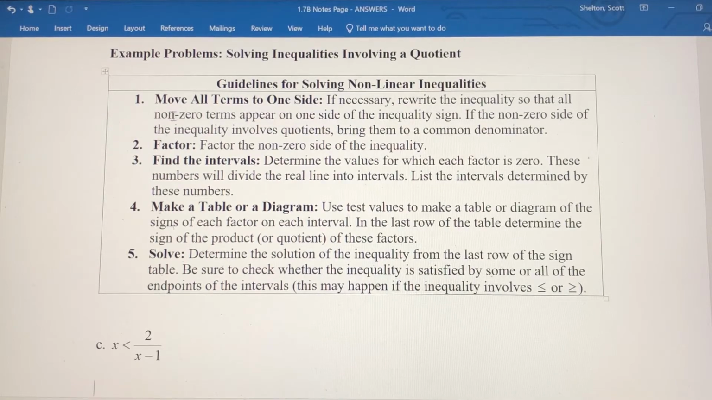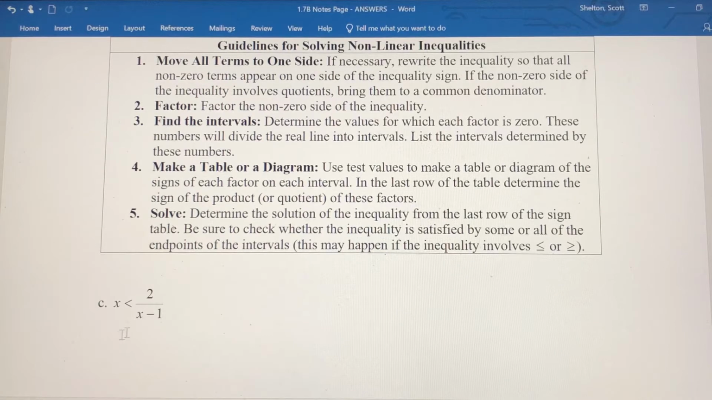So first thing, you want to move all terms to one side. It doesn't matter what side you move everything to. Our intervals are going to be the same. Our solutions are going to be the same. It's just your steps might be a little different than mine. Not much, but just a little bit. So I'm going to move everything to the left side. When I move this 2 over x minus 1 to the left side, it becomes negative.